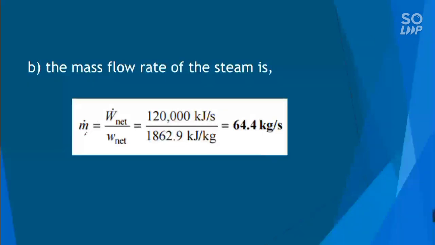Next, since we have already obtained the thermal efficiency, we can solve for the mass flow rate of the steam, which is equal to the net power output over the net work. So we have 120,000 kilojoules per second over 1,862.9 kilojoule per kilogram. That is equal to 64.4 kilogram per second. So this is our answer.